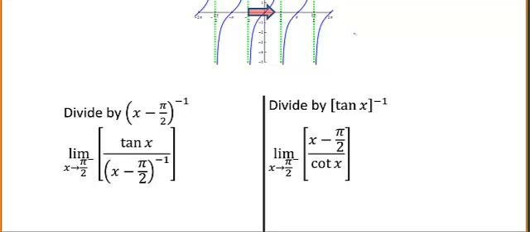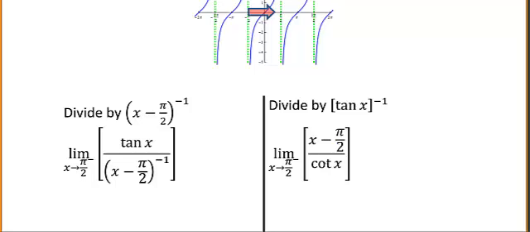We can divide by the reciprocal of x minus pi over 2, so x minus pi over 2 to the negative first. And so we'd have tangent divided by x minus pi over 2 to the negative first, the limit of that as x approaches pi over 2 from the left. Or we could divide by the reciprocal of tangent, tangent to the negative first. And if we did that, we'd have x minus pi over 2 divided by the reciprocal of tangent, which is cotangent.